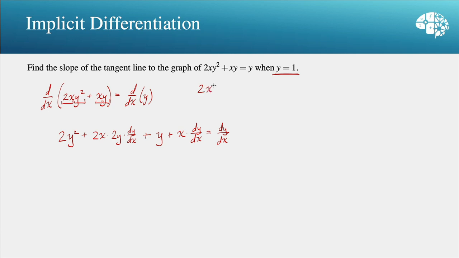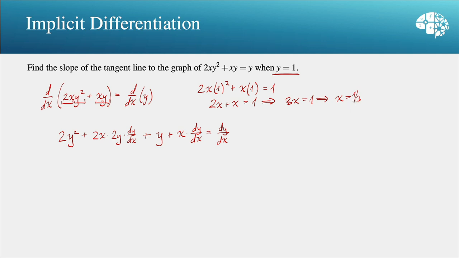We have 2x times 1 squared plus x times 1 is equal to 1. Okay, just plugging 1 in for the y. Well, that gives us 2x plus x equals 1. Or, well, 2x plus x is 3x, so 3x is equal to 1. Therefore, x is equal to 1/3.